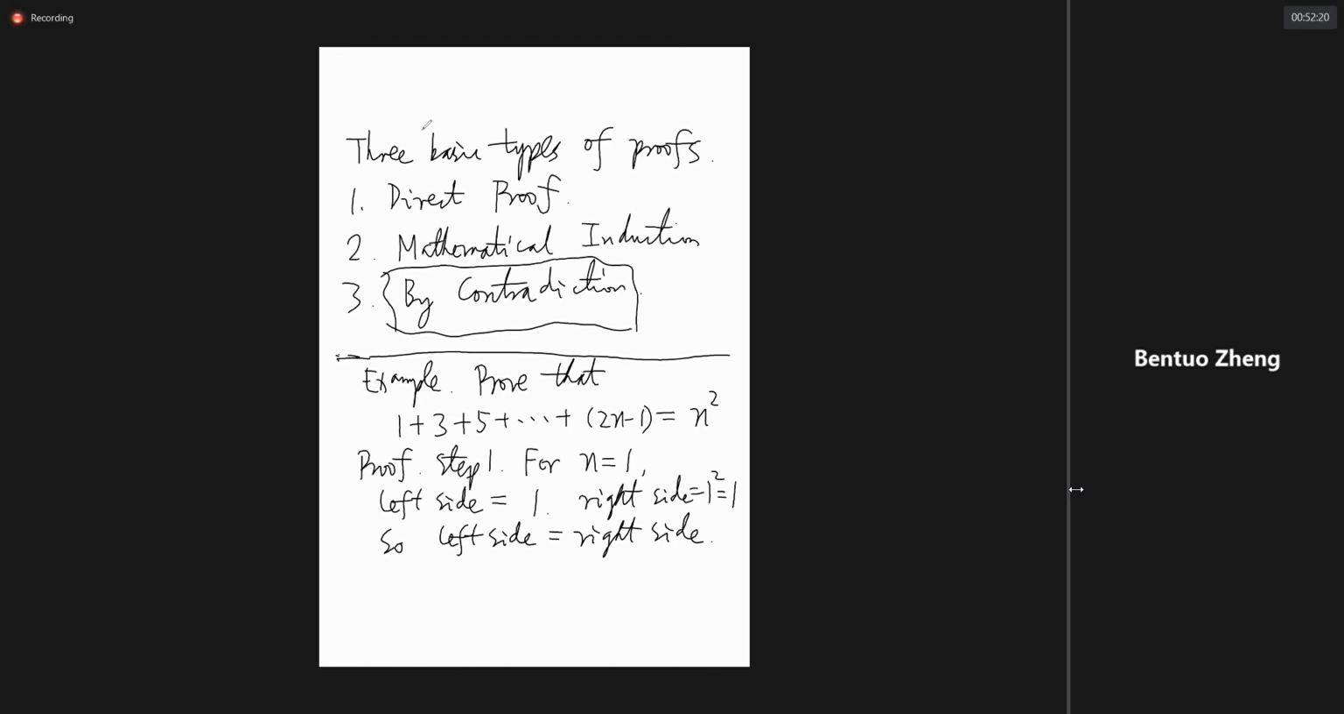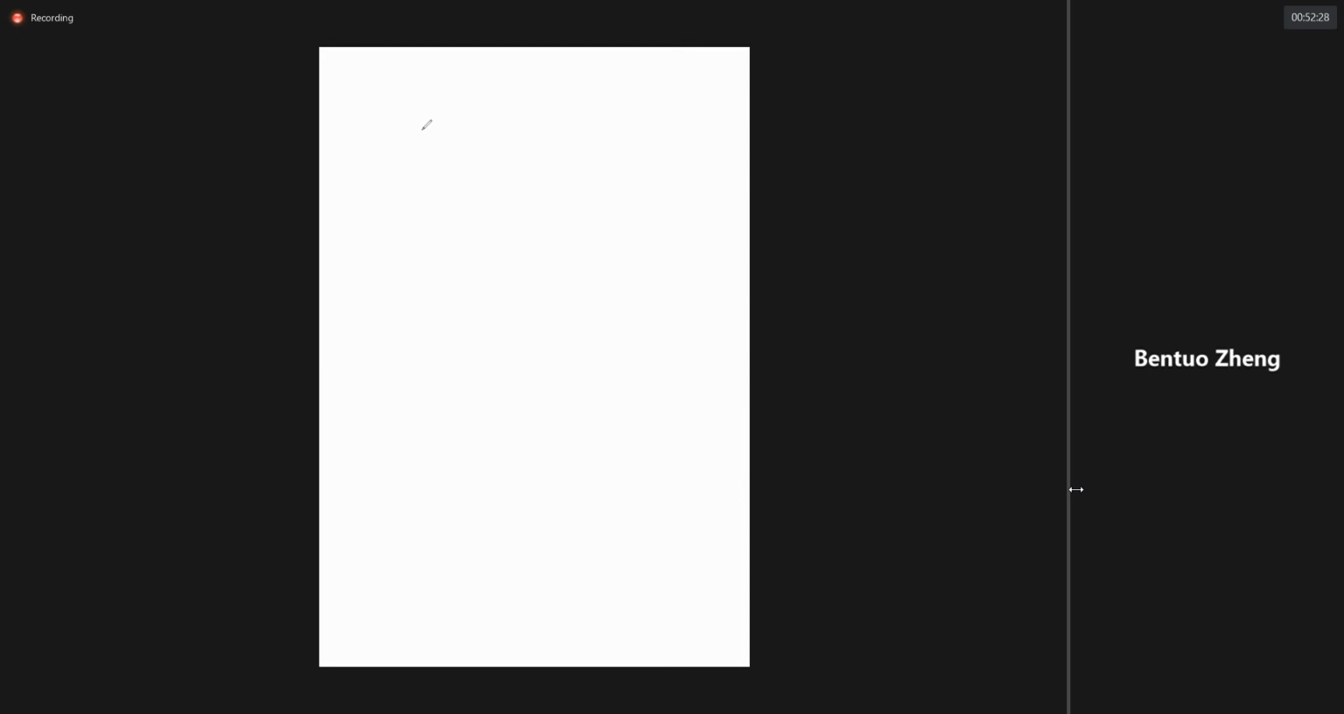Okay, the important thing is the second step. So this is what we want to prove. Let me write it again. 1 plus 3 plus 5 plus up to 2n minus 1 is equal to n squared.